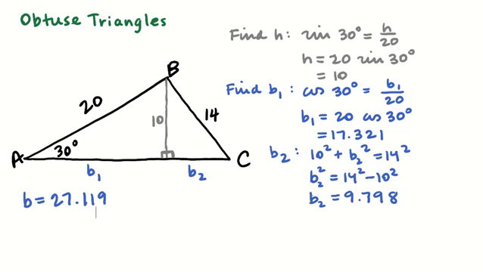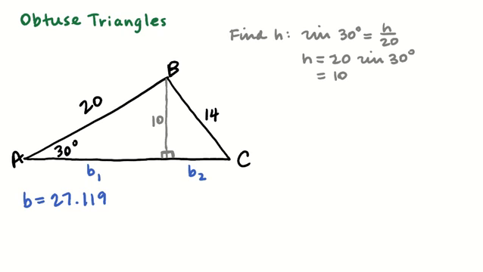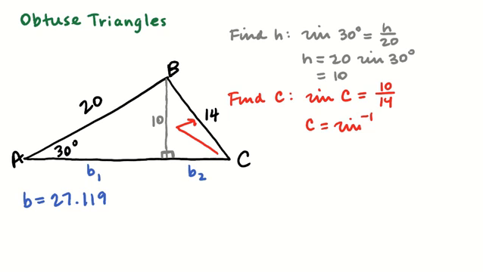Now, to find angle C, I'm going to have to clear out some stuff. Yeah, to find angle C, I'm going to need to use inverse trig, right? I know that the sine of C, the opposite over the hypotenuse, sine of C is going to equal 10 divided by 14, meaning C is inverse sine of 10 over 14.